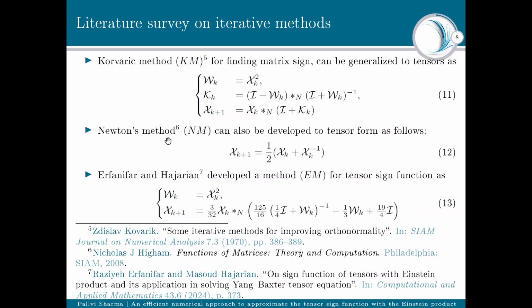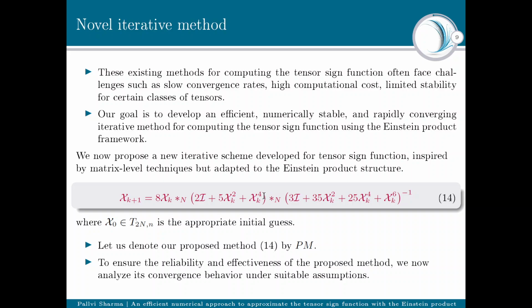The other one is Newton's method, which can also be written in tensor form as provided in equation number 12. And very recently, the authors Irfanifer and Hajarian developed an iterative method for computing the tensor sign function, which has been provided in equation number 30. Now, these existing methods for computing the tensor sign function often face challenges such as low convergence rate, high computational cost, and limited stability for certain classes of tensors.